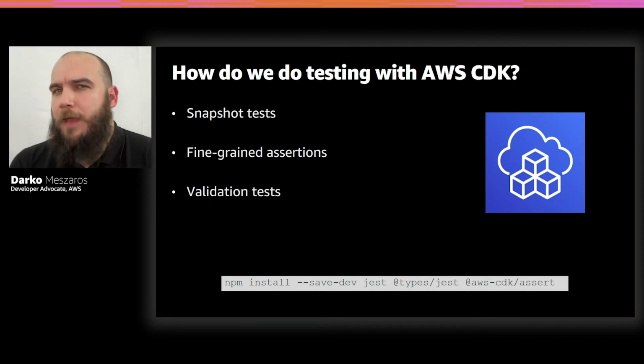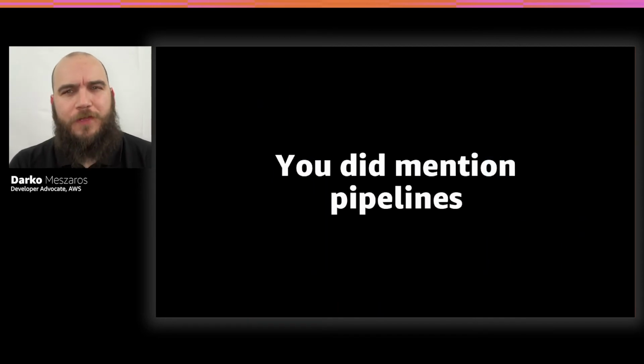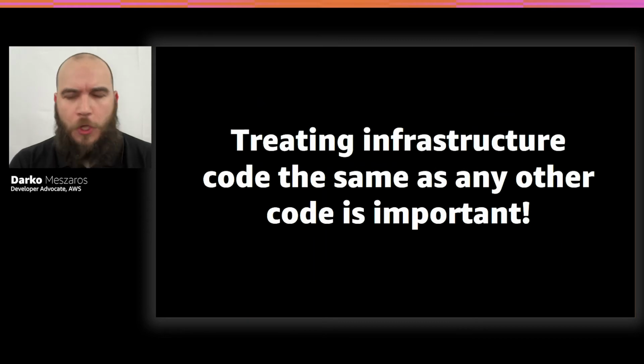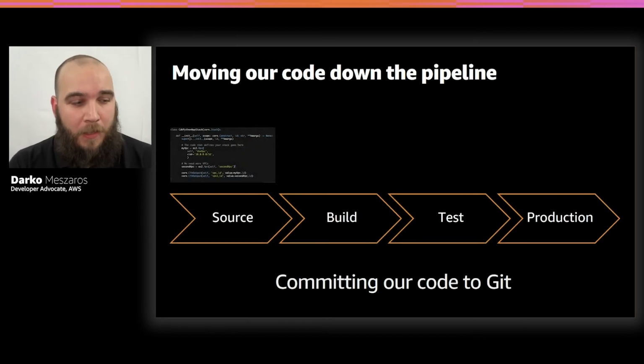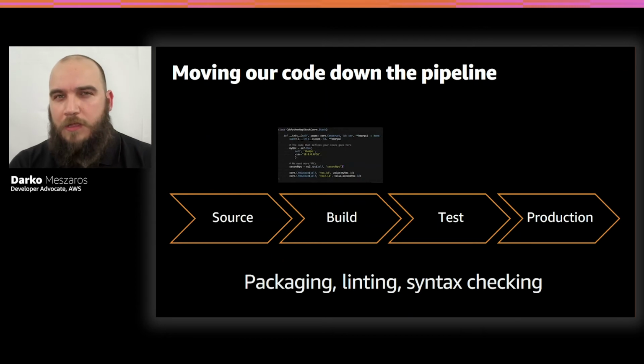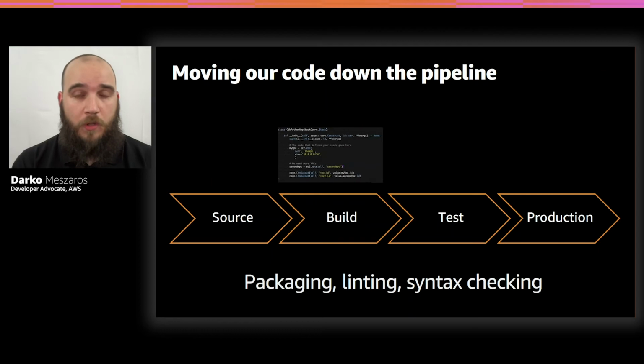But I did mention pipelines somewhere down the line, right? Pipelines are also very important, right? Because why? Well, treating infrastructure code as any other code is very important, right? So we need to actually move our infrastructure code down a pipeline. So let's say we commit our code to a Git repository. That thing gets picked up by a pipeline, goes to the build phase, or basically the initial unit test, linting, and packaging phase. This is where we run our CloudFormation lints and nags, and we run, for example, our Jest framework for CDK.